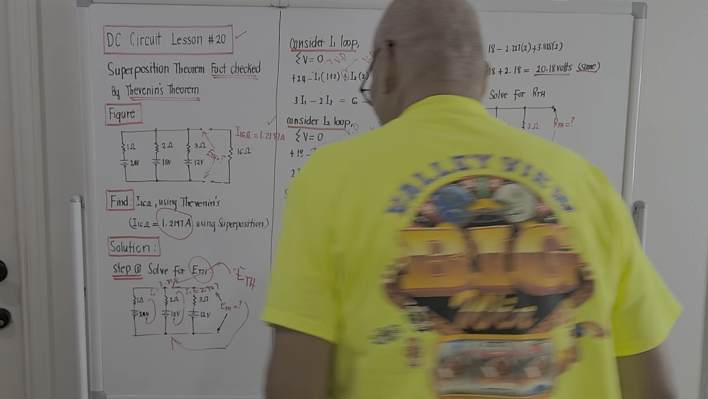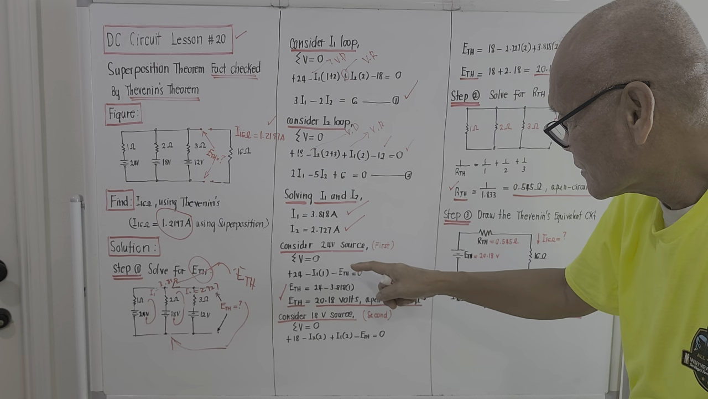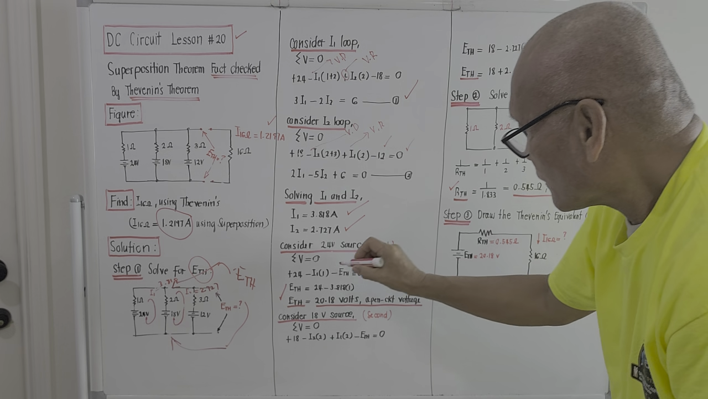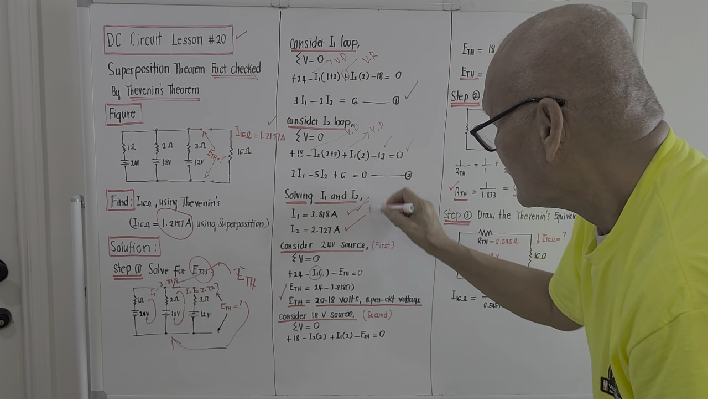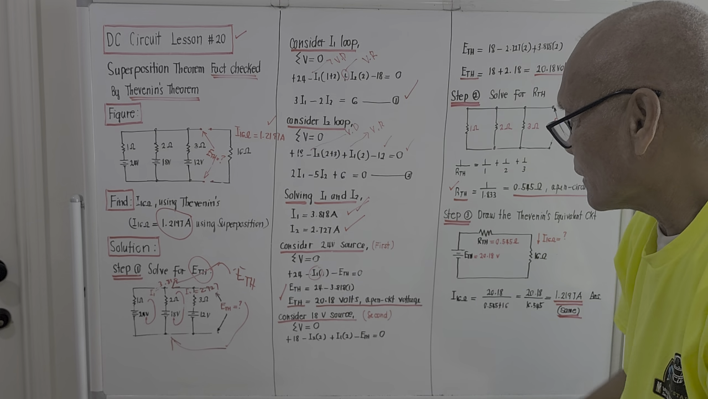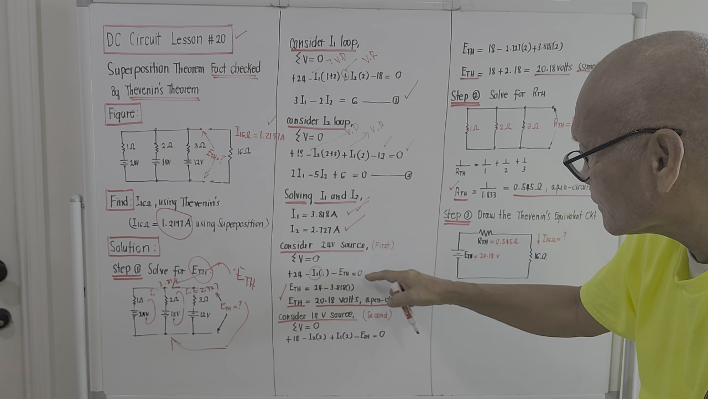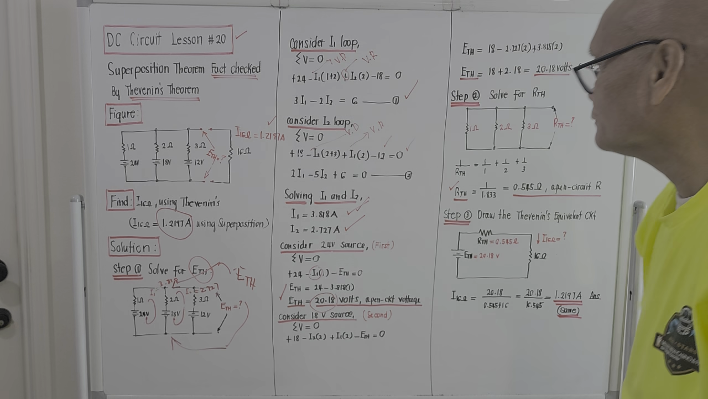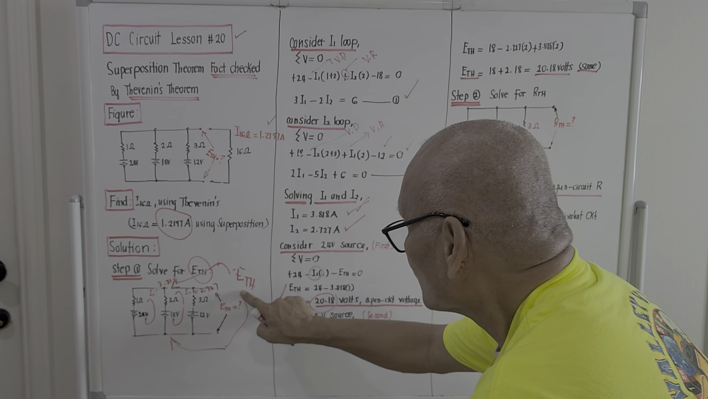So 24 minus I sub 1 times 1 minus ATH, and this should be equal to 0. If we try to simplify this one, because we are now given I1, we subtract: 24 minus 3.818 times 1, and this is approximately 20.18 volts. What will come out here is 20.18.